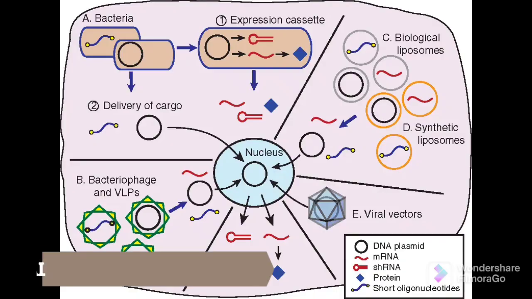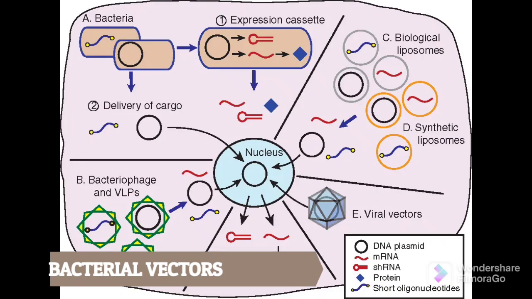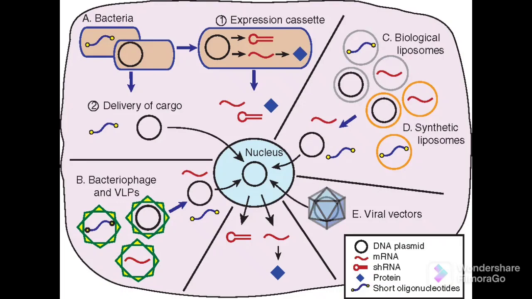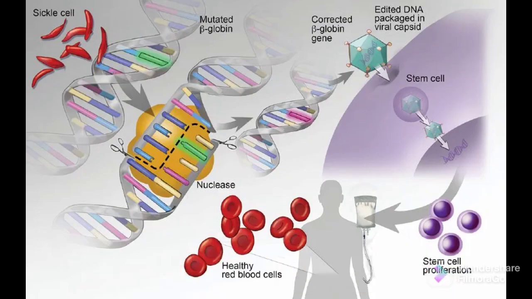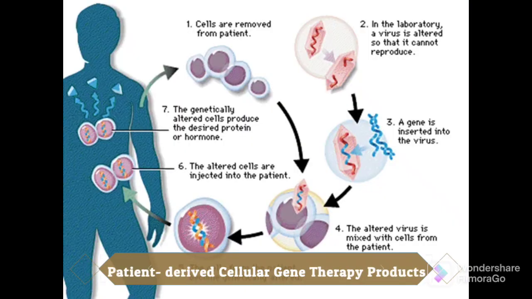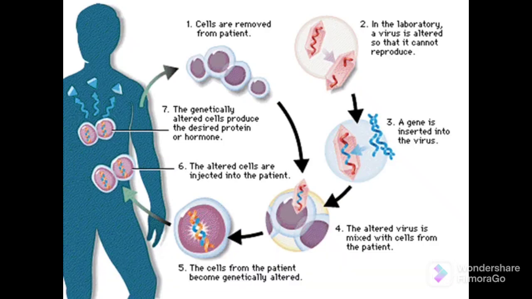Bacterial vectors. Bacteria can be modified to prevent them from causing infectious disease and then used as vectors to carry therapeutic genes into human tissues. Human gene editing technology. The goals of gene editing are to disrupt harmful genes or to repair mutated genes. Patient-derived cellular gene therapy products. Cells are removed from the patient, genetically modified, and then returned to the patient.